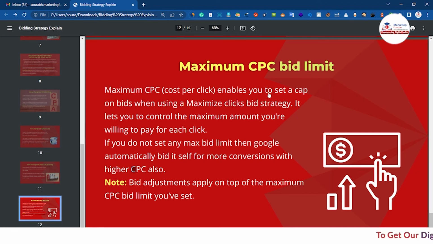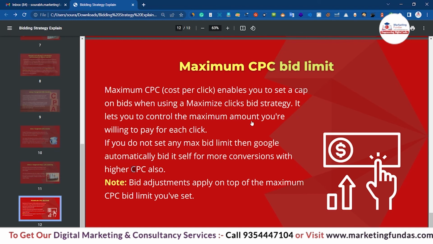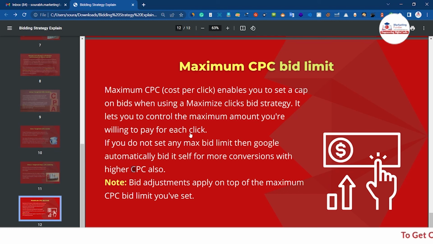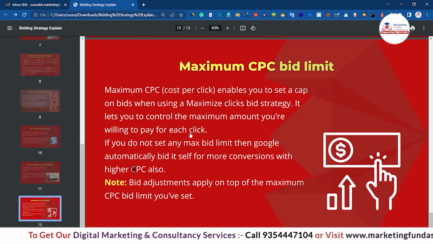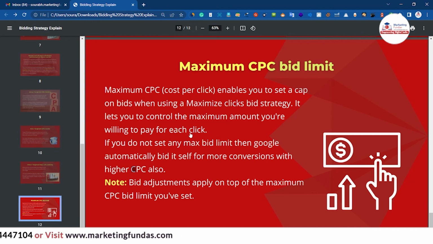Maximum CPC enables you to set a cap on bids when using a maximum clicks bid strategy. It lets you control the maximum amount you are willing to pay for each click. So the meaning of setting a limit is that you are setting an amount that Google will consider as a limit. If Google is bringing clicks to your site and you have set that each click should be only $1, then Google will not surpass that limit, right? And Google will try to bring clicks at that particular amount, $1.